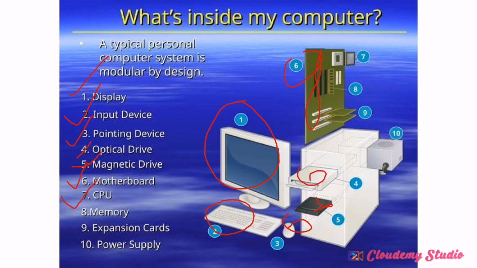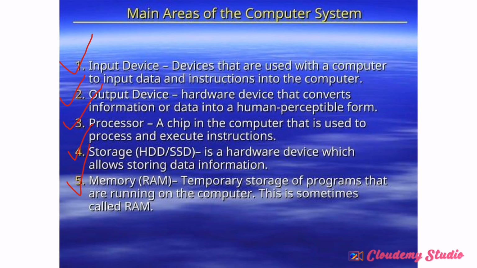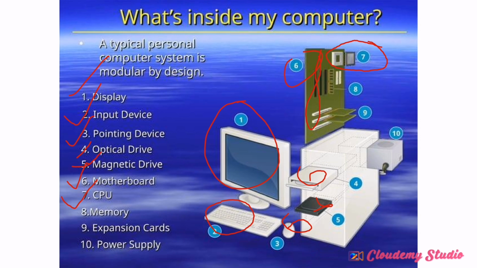Then we have the CPU, number seven, which is the central processing unit. The chip that we are talking about is this one. This is the very chip. Let me take you back here, where it says a processor is a chip in the computer that is used to process and execute instructions. So this is the very thing on number seven here. Okay, so we can proceed to memory.